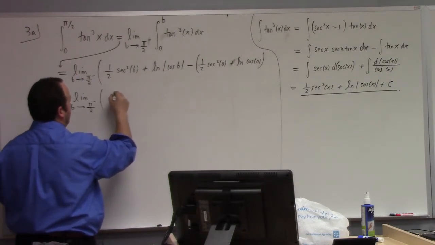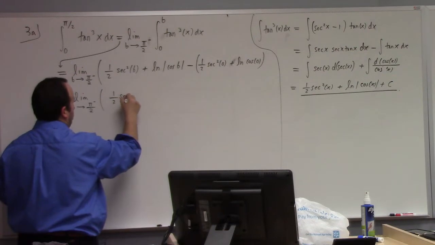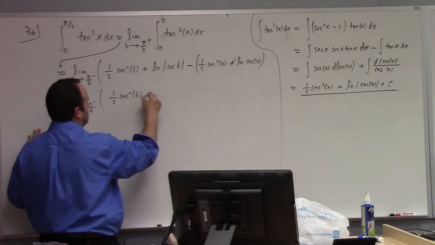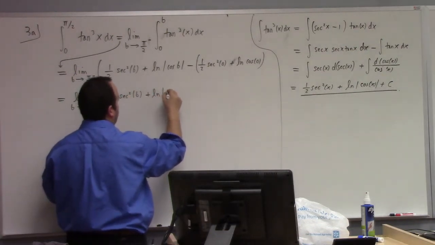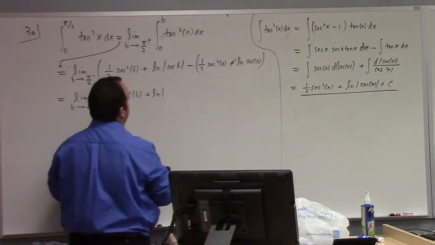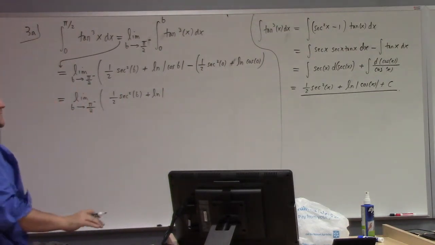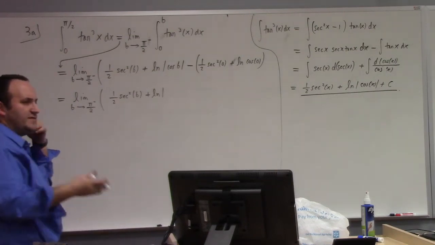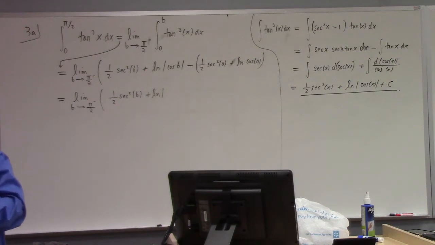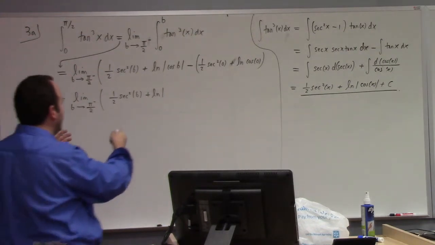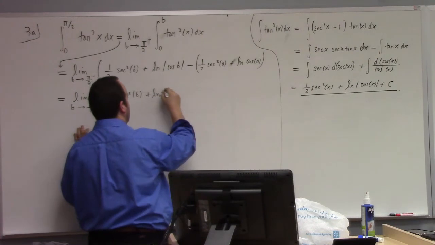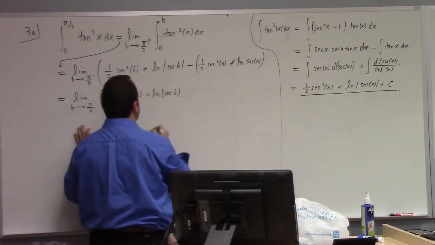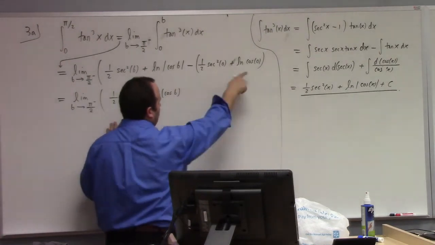So we have 1/2 secant squared b plus the natural log of, let's see here, can we drop the absolute value? What's cosine? As we approach pi over 2 from the left, cosine is 0. But is it 0 in a positive sense or a negative sense as we approach that? Yeah, I think it's going to 0 from positive values, right? So that means that, logically speaking, I can drop these absolute values and just write cosine of b, given the limit. And this is just minus a half.